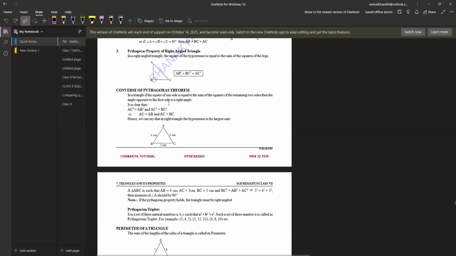The converse of the Pythagoras property is also very important. We will see it later. If you go further about Pythagoras, there are Pythagorean triplets. Just now we discussed that leg one square plus leg two square is equal to hypotenuse square, and the hypotenuse is the largest. Suppose the sides of the right angle triangle are 3, 4, 5 centimeters. What is the length of the hypotenuse?